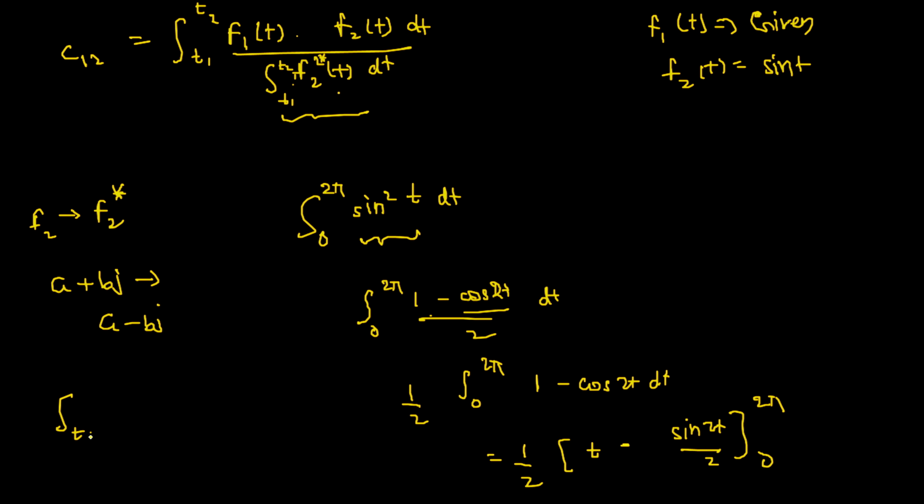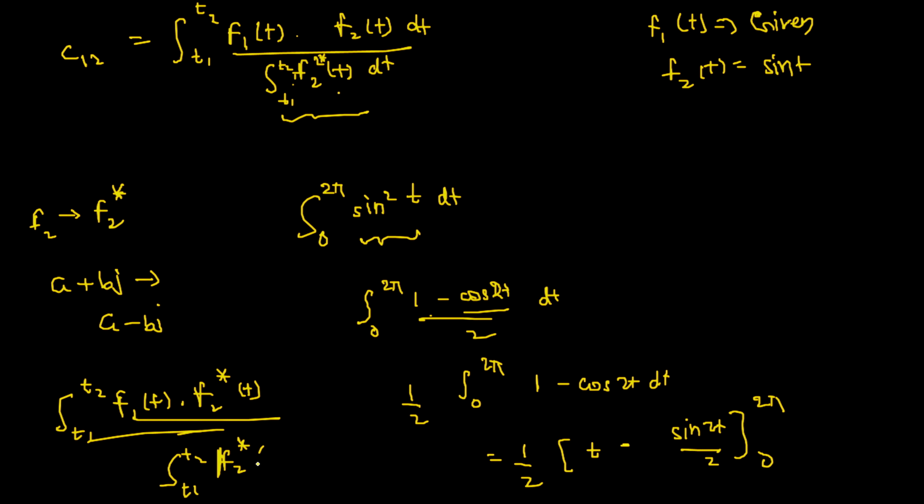So we have integration of t1 to t2 f1 of t into f2 conjugate t, divided by the integration, the same again, t1 to t2, mod of f2 conjugate of t squared. And again, the mod here denotes that it's simply magnitude alone, right? So that is a small change that takes place when we're talking about complex numbers.